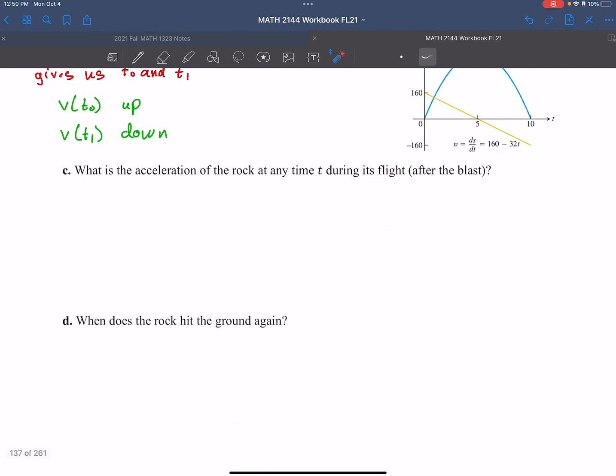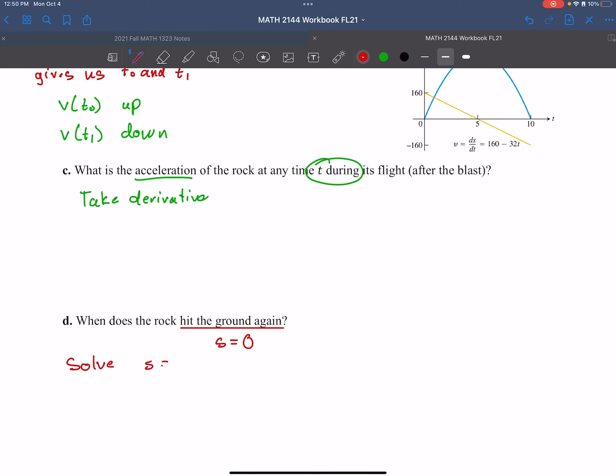You guys want a hint on the last two? The last two is just take derivatives. Because you're going to need your second derivative, and again at time t, so you don't have to really plug anything in. And when does the rock hit the ground again? If it hits the ground, what is the position? S is equal to 0. So we're given S is equal to 0, so all you have to do is solve S equal to 0.